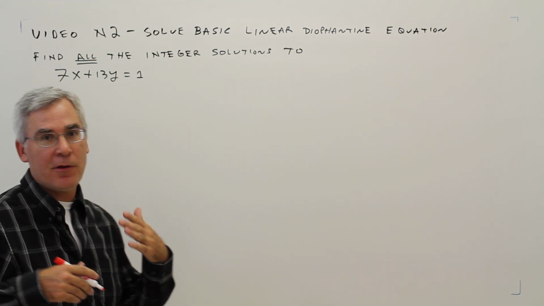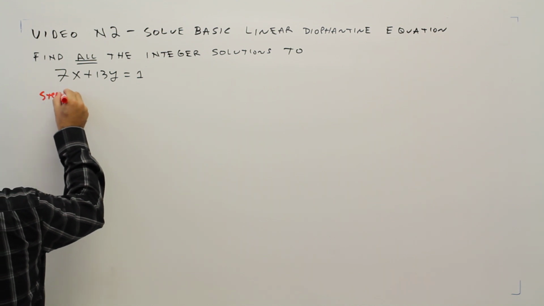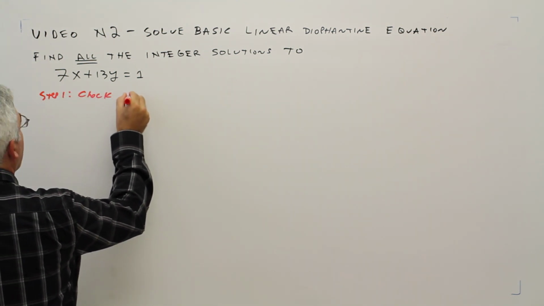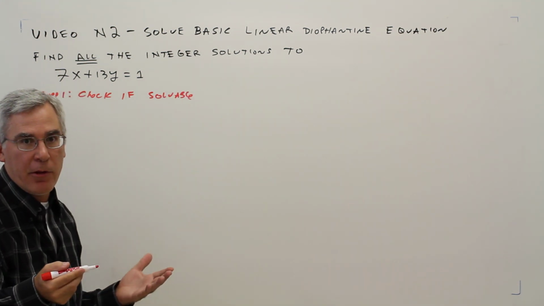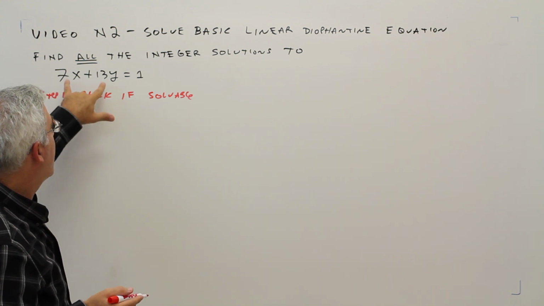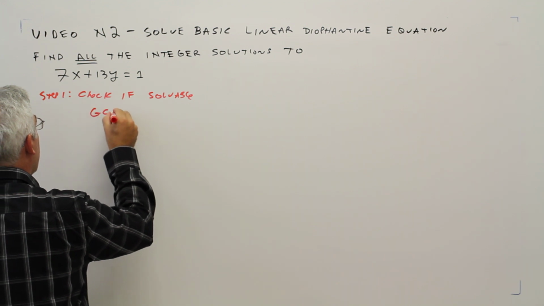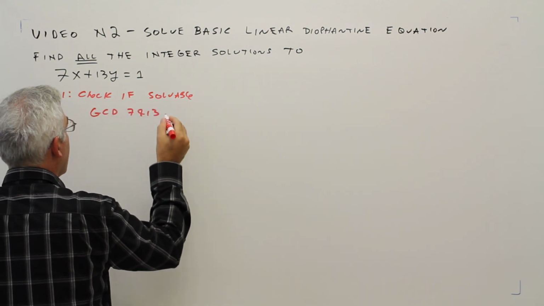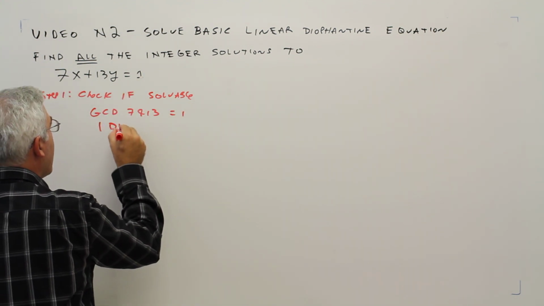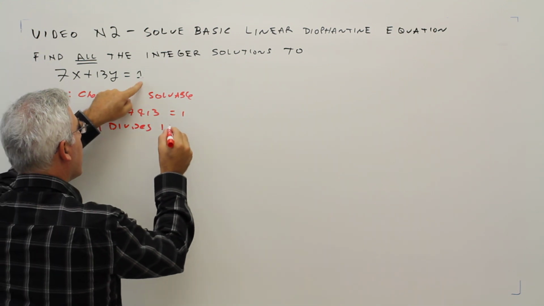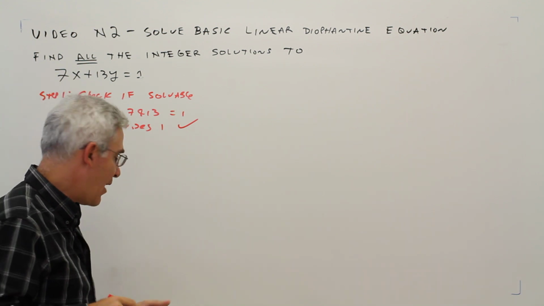All right, so I'll just do this in a three-step fashion. Step 1. Check if this is even solvable. So to check if it's solvable, you find the greatest common divisor of 7 and 13. So the GCD of 7 and 13, which happens to be 1. And then 1 divides 1. So check, it's solvable.